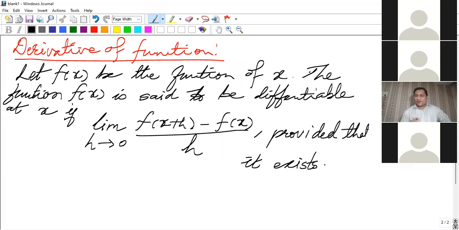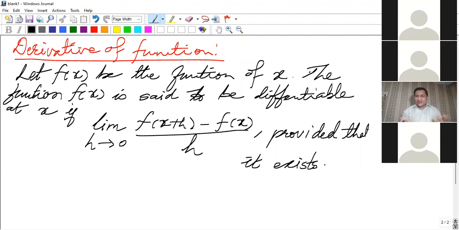Is the definition of derivative clear to you? Yes, sir. Okay, that's good. Sir, provided that it exists means the limit should exist, right? Yes, definitely. If the limit exists, then only it is going to be the derivative. If the limit does not exist, that means the left limit is different from the right limit, then we say it doesn't exist.